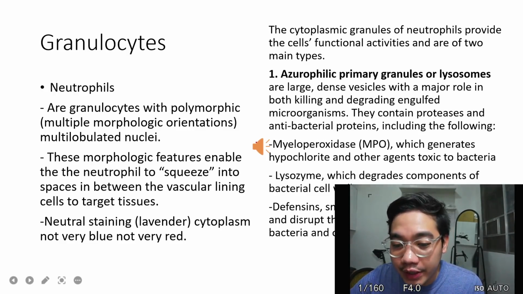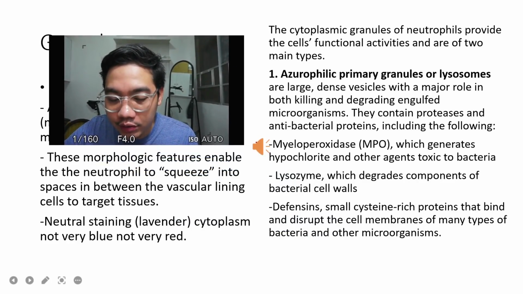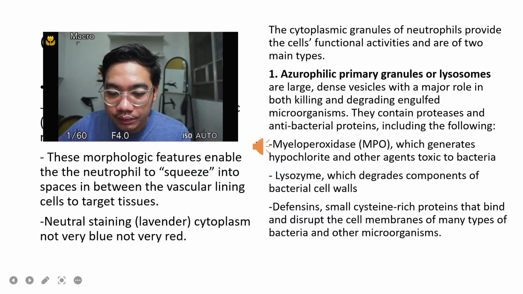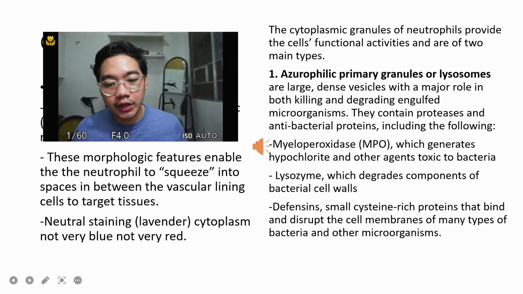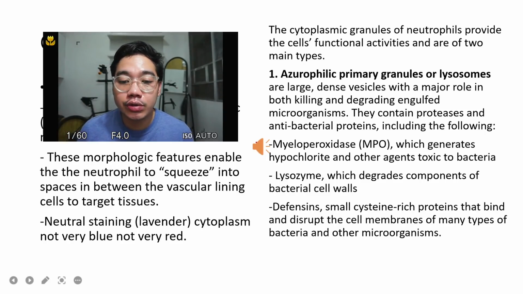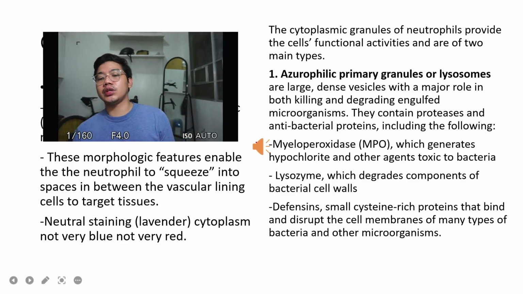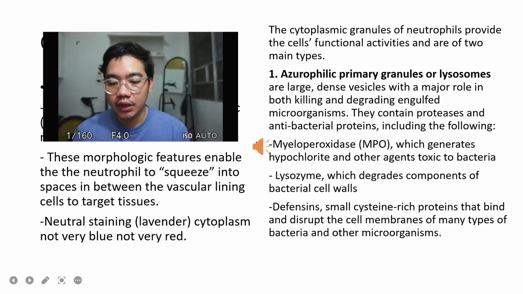So, the cytoplasmic granules of the neutrophils provide functional activities and are two main types. Your primary granules, or your lysosomes, no? Azurophilic, azure, meaning bluish, azurophilic, no? So they are large, dense vesicles, because they contain your myeloperoxidase. So this is the enzyme that produces your hypochlorite, also known as your bleach. No? Sodium hypochlorite, bleach already. So it can kill germs strongly. And it also produces your lysozyme, which degrades the bacterial cell walls.